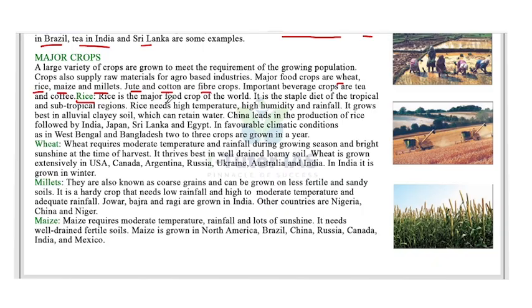Rice is the major food crop of the world. So we all know rice is a major food crop. It is a staple diet of the tropical and subtropical regions. So rice is the staple diet of tropical as well as subtropical regions.